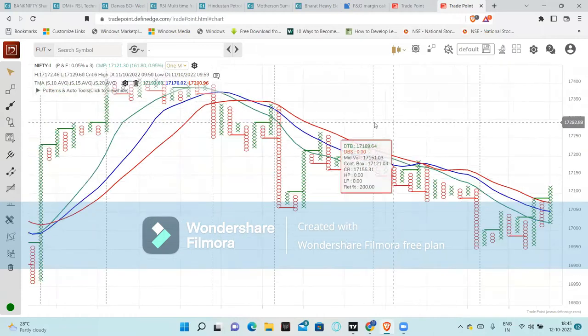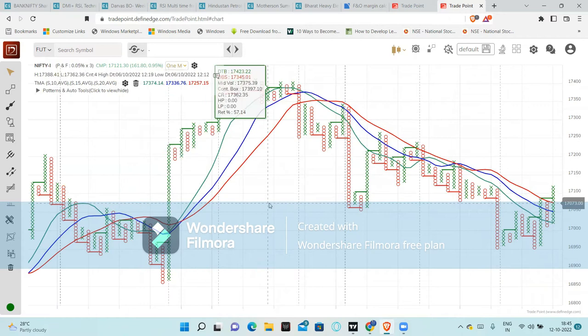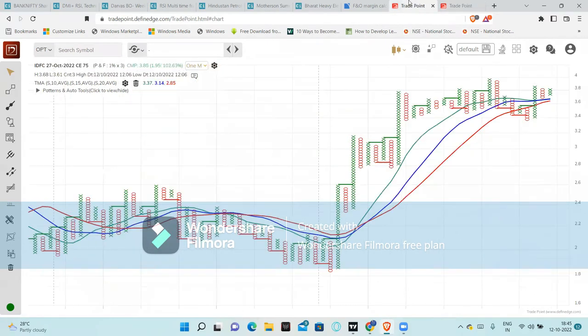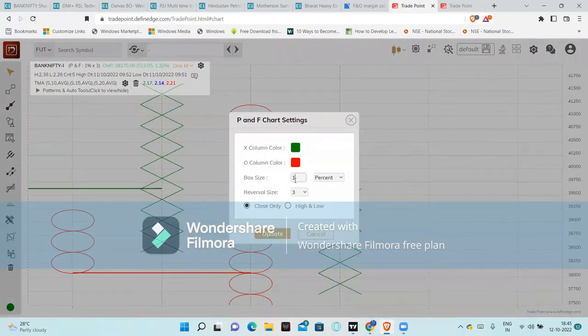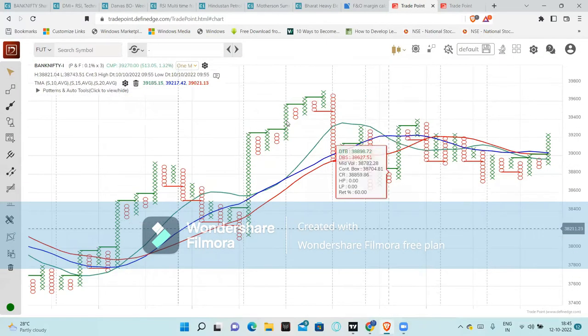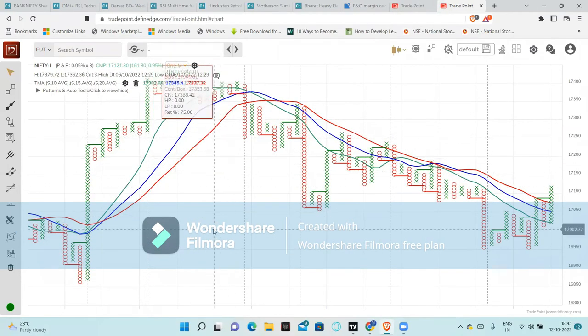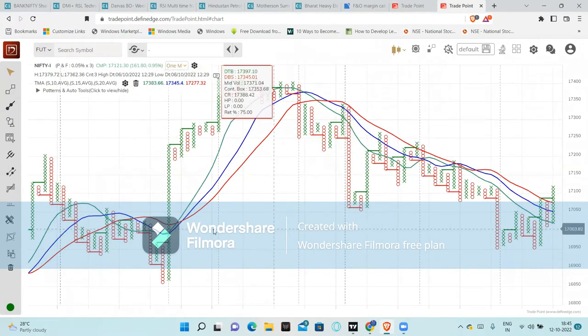This is a futures chart of Nifty. Just observe. And let us see the futures of Bank Nifty. So these are the two charts. Both are futures charts. Just observe, this is the first time.